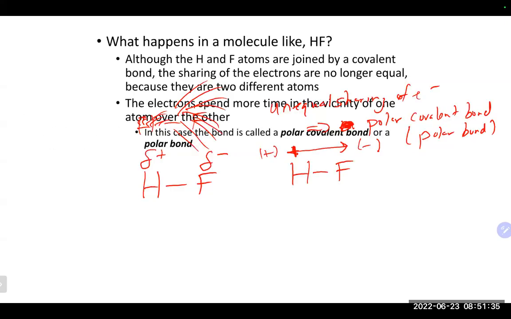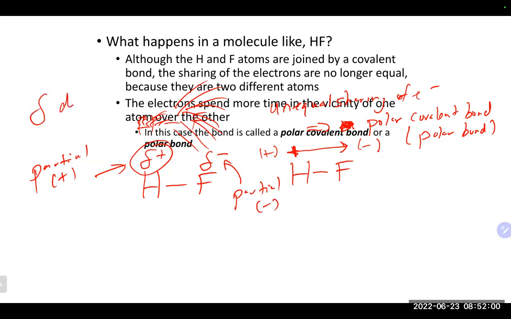So this creates our polar covalent bond, which is unequal sharing of electrons, resulting in a partially positive charge on one side, and a partially negative charge on the other. So this is a partial positive charge, a partial negative charge, and this little guy is a delta symbol. Now, why are they only partially positive and partially negative in this case, as opposed to fully positive and fully negative? Any ideas why that would be?